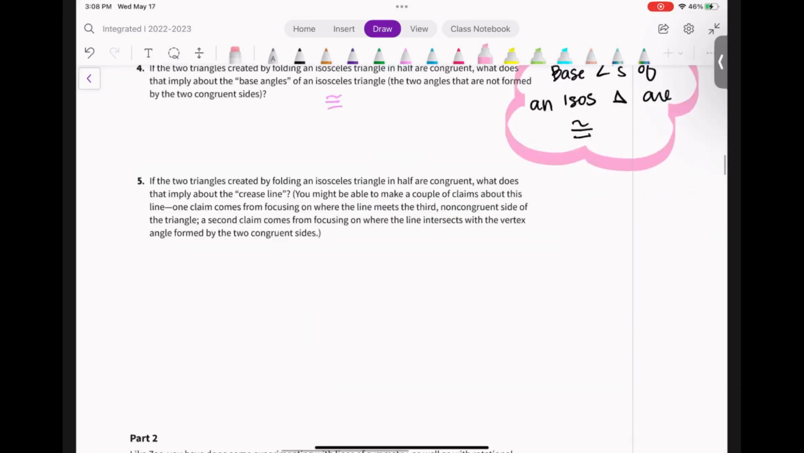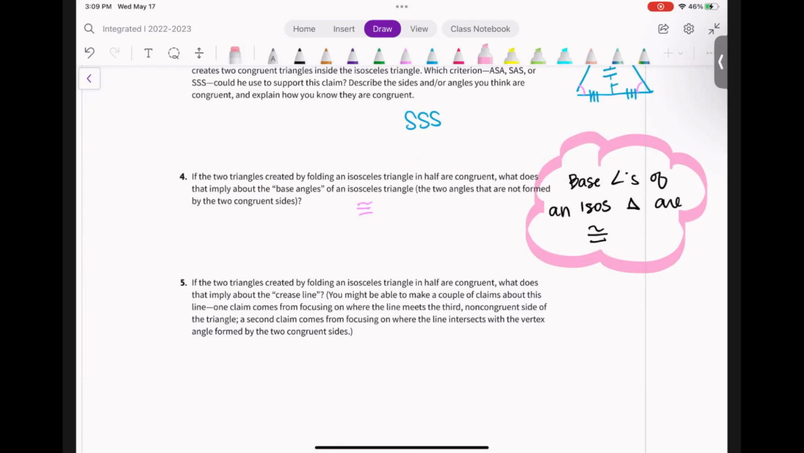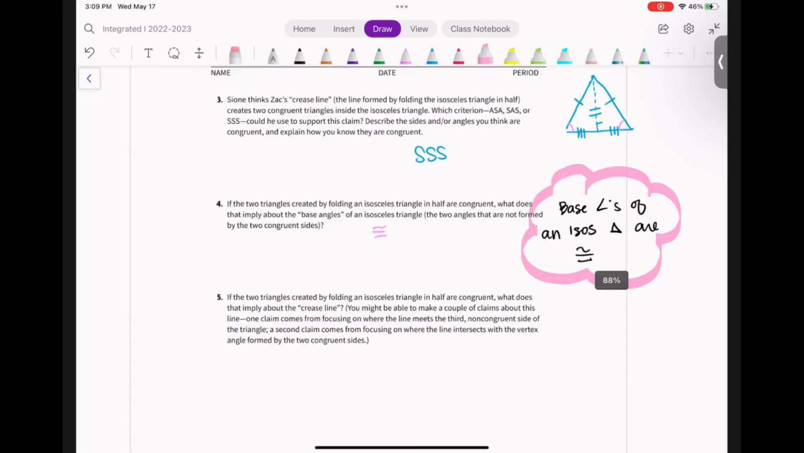So it says number 5, if the two triangles created by folding an isosceles triangle in half are congruent, what does that imply about the crease line? You might be able to make a couple claims about this one. One comes from focusing on where the line meets the third non-congruent side of the triangle. A second claim comes from focusing on where the line intersects the vertex. Okay. So there's a couple of true statements we can make about this. Okay. And I'll say it like this.